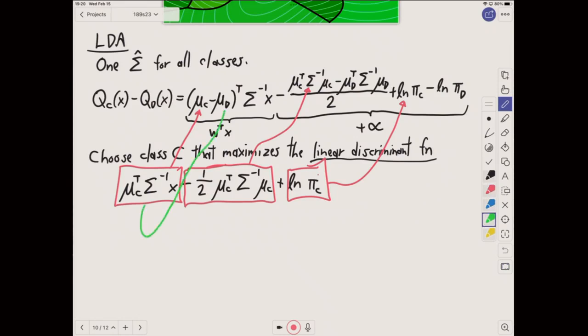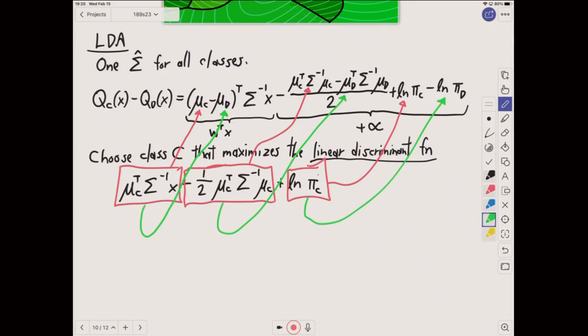So that term for class D gives you that. That term for class D gives you that. This term for class D gives you that. So you can see that comparing these two linear discriminant functions for class C and class D is equivalent to computing the sign of QC minus QD.